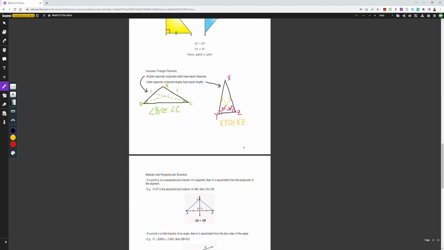Now into the really important part, where a lot of questions come out, which is the isosceles triangle theorem. And here is what the theorem says: angles opposite congruent sides have equal measures.